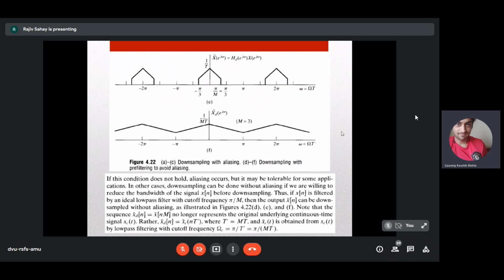So all of you should read Oppenheim and Schafer. Yes, like an anti-aliasing filter. Something like that. Yes, it is called a pre-filter.